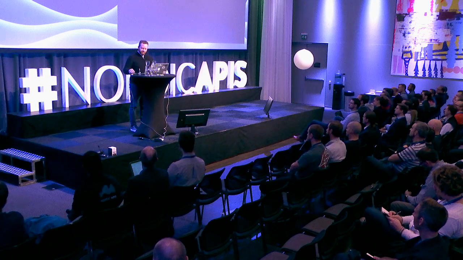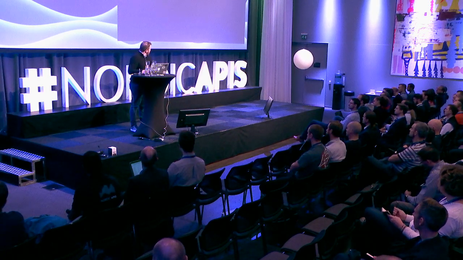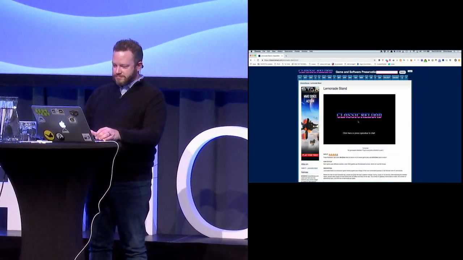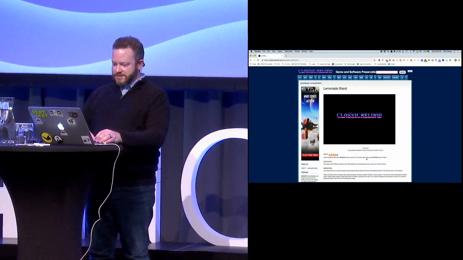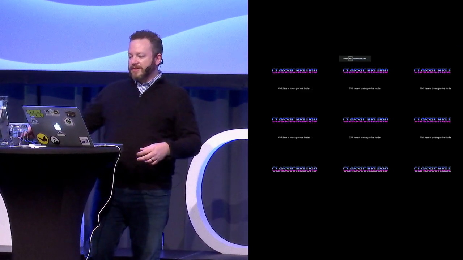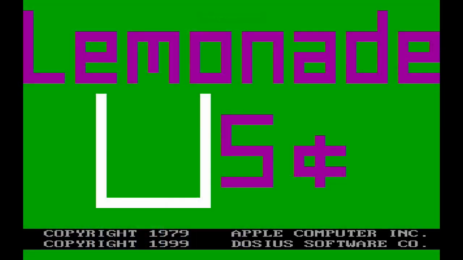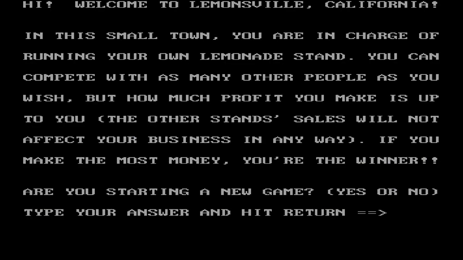So in the workshop, we actually go in and run the Lemonade Stand application in the emulator. And in all of its 40-column low-res graphical glory, it starts out.